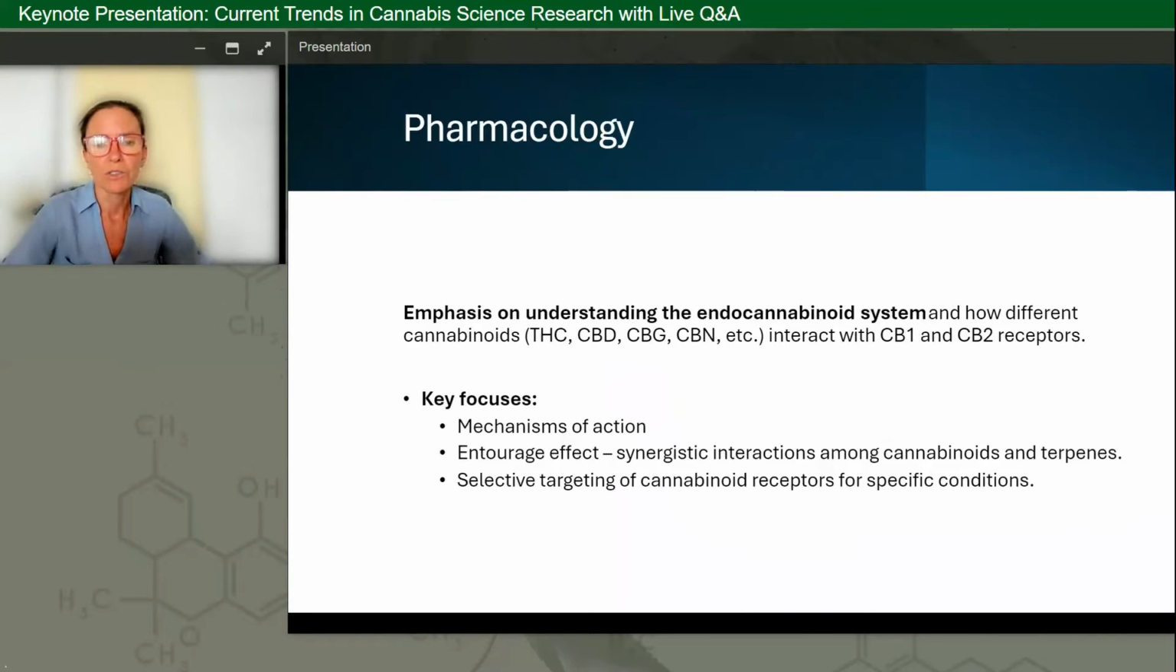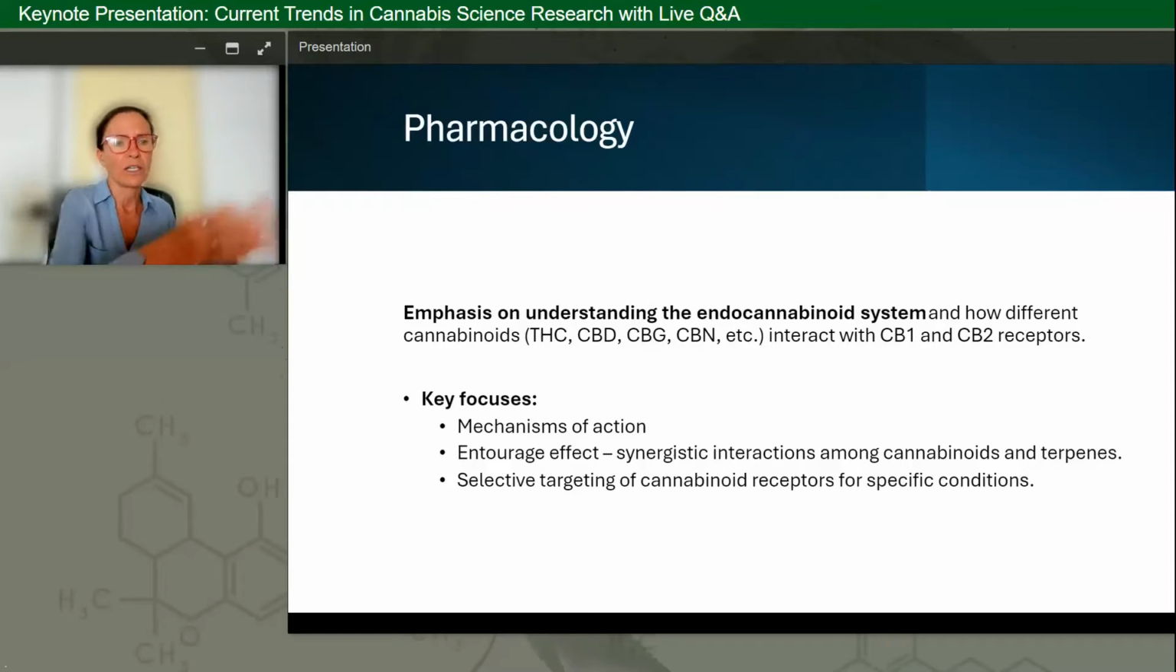So when it comes to pharmacology, what are some of the trends that we see? Well, there's some interesting studies, and as I've been following cannabis science for several decades, there's definitely been more research and a focus on a detailed understanding of the endocannabinoid system and how different cannabinoids interact with the CB1 and CB2 receptors. Very, very interesting things looking at mechanism of action. And of course, you've heard the term entourage effect or synergistic interactions among the cannabinoids and terpenes. Also, increased interest in how the cannabinoids interact with other herbals, especially, and we're going to talk about that, because there is a trend for blends of the cannabinoids with other herbal blends. Also looking at selective targeting of the cannabinoid receptors for specific conditions.